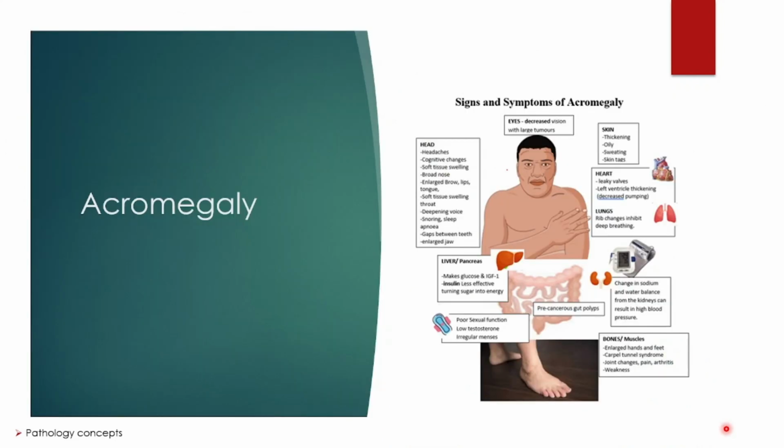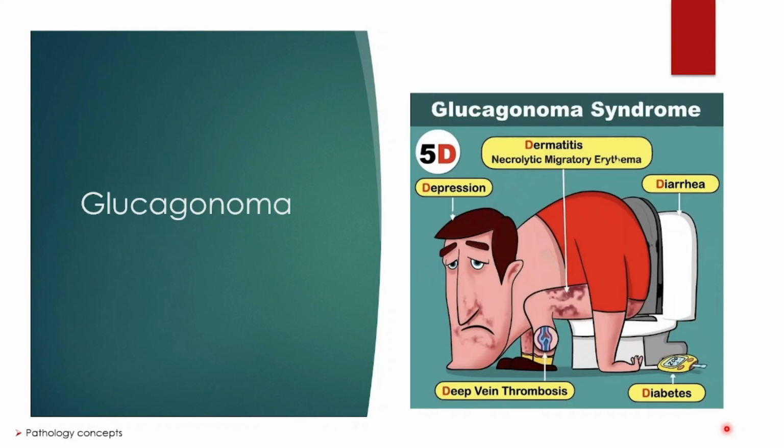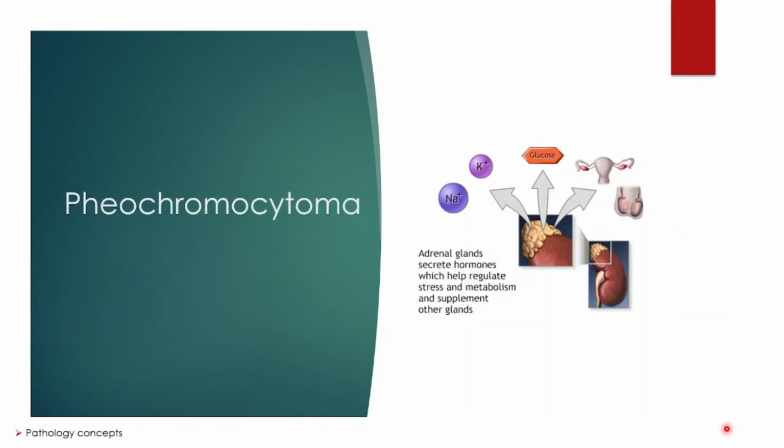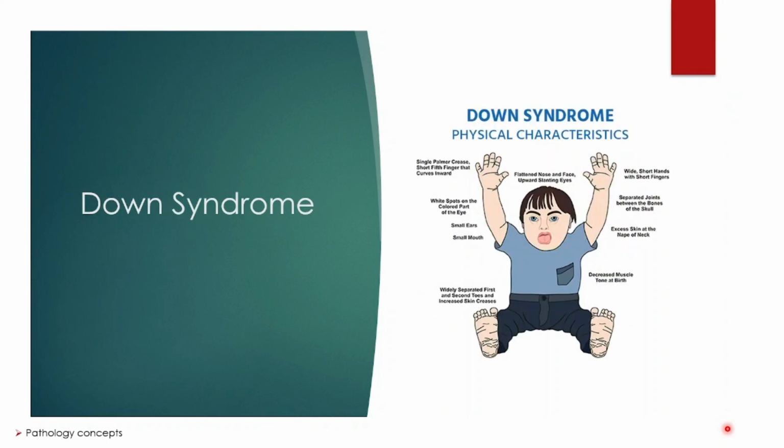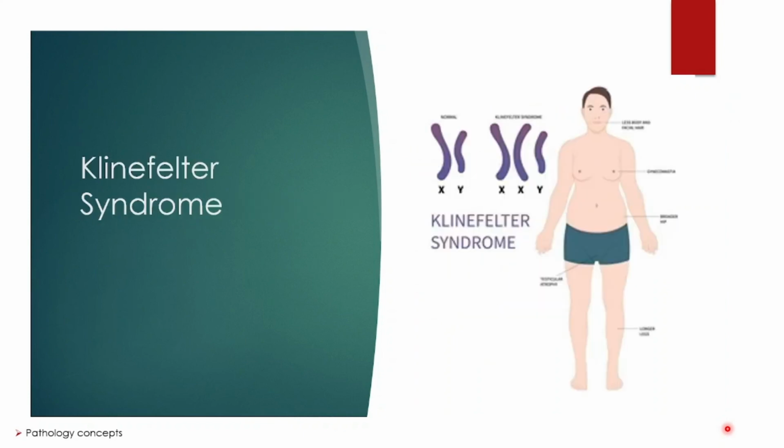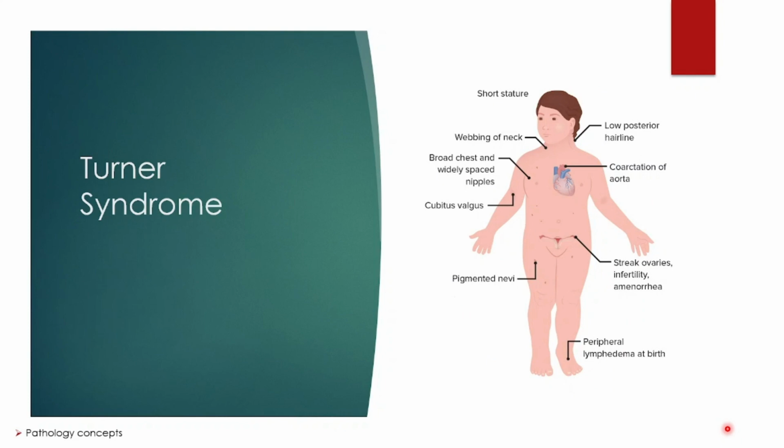Diabetes is also found in patients with other endocrine diseases that secrete excess hormones like growth hormone, glucocorticoid, glucagon, and epinephrine. These diseases are acromegaly, Cushing's syndrome, glucagonoma, pheochromocytoma, Down syndrome, Klinefelter syndrome, and Turner syndrome.